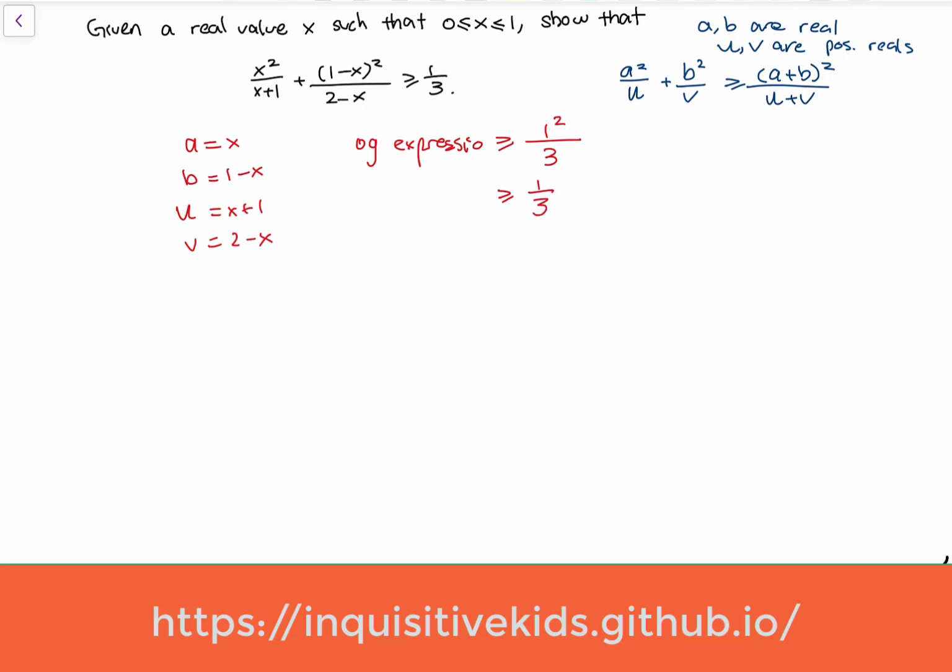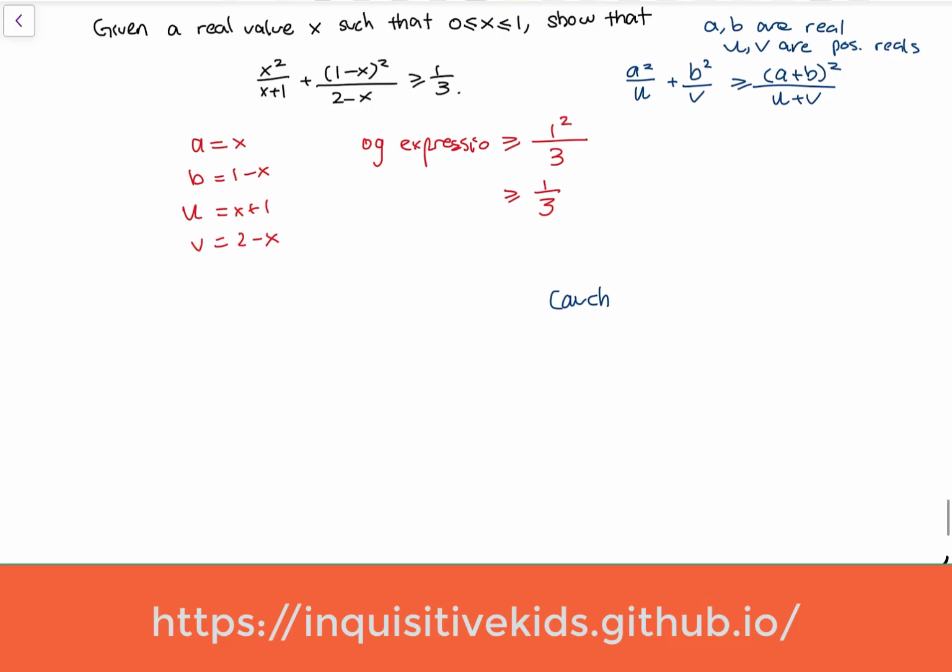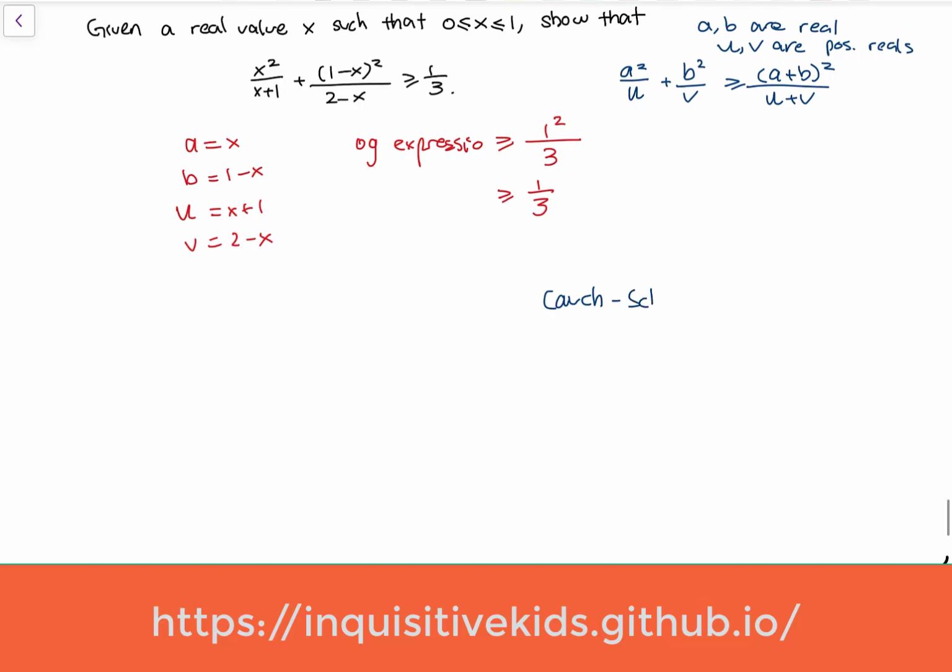So look how fast that was. All I had to do was directly apply Titu's lemma, which is actually a special case of something called the Cauchy-Schwarz inequality. I encourage you to explore this inequality too if you're interested.